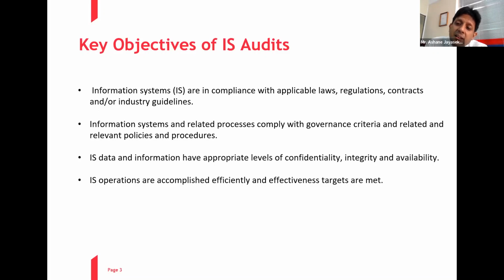Now, if there is a violation or a disclosure of private confidential data, the highest penalty is 10 million rupees, and it could be compounded for further offences. Right? So you have a data protection bill which may have an impact on your IS audit, right? Then you have to ensure information systems and related processes comply with governance criteria.